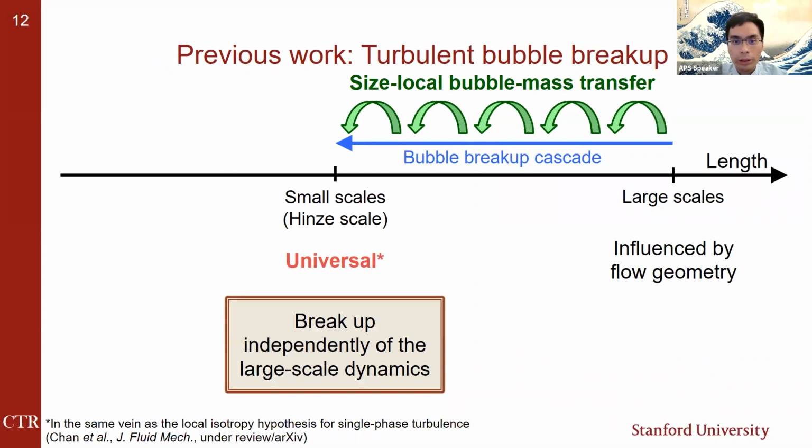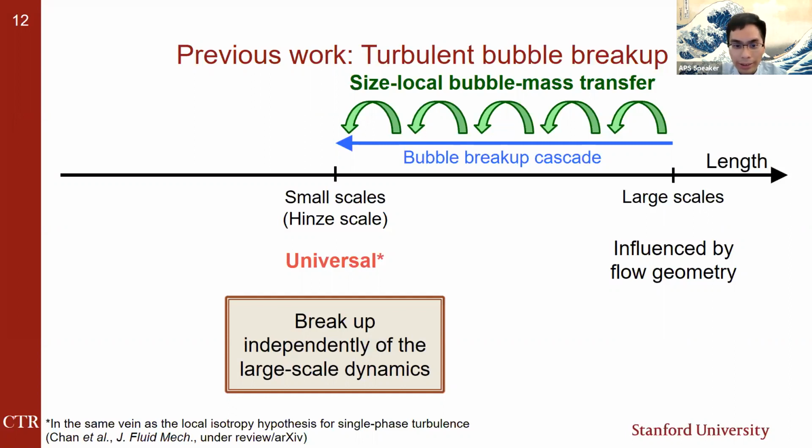In our previous work, we showed using theory and simulations that turbulence breaks the large bubbles in a system, carrying gaseous mass from a large bubble size to a slightly smaller size, to a slightly smaller size, and so on and so forth, all the way to the Hinze scale. This means that the bubble mass transfer that takes place is size local, justifying the presence of a breakup cascade.